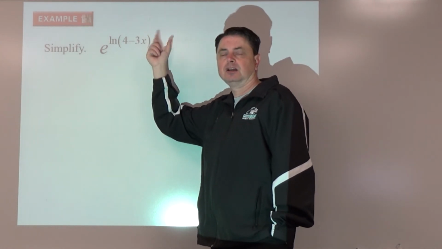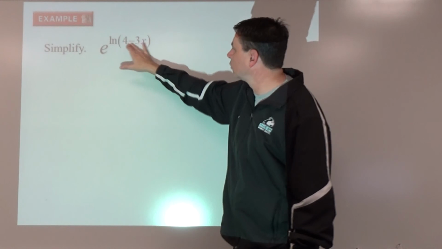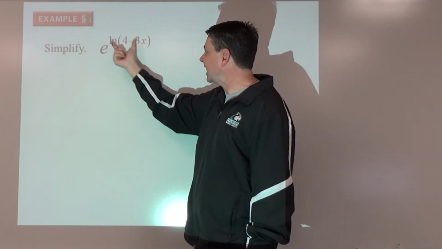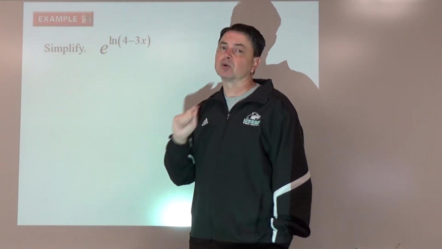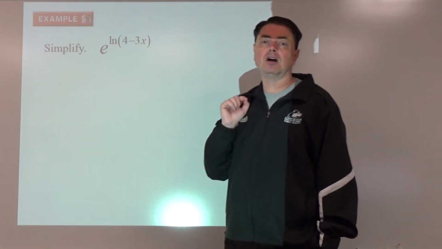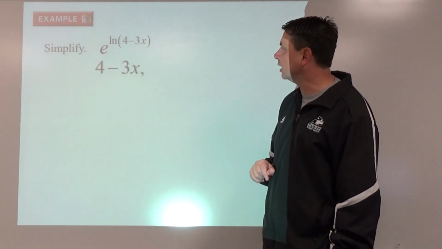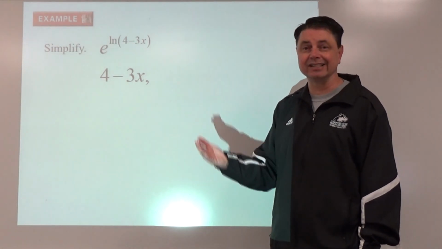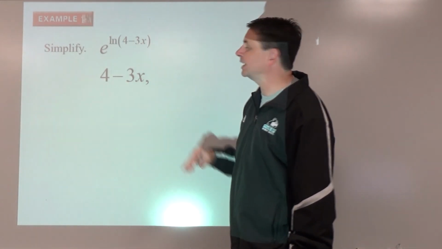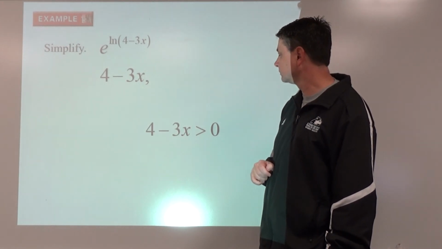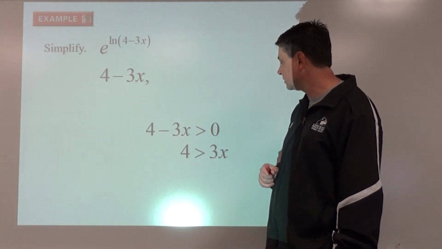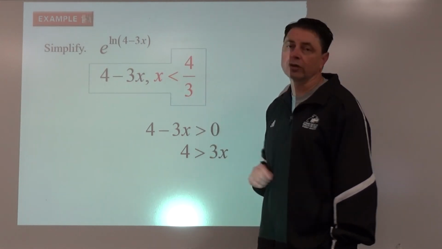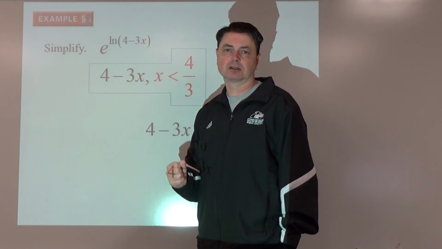But we have to think in terms of what 4 minus 3x is allowed to be. Because the first thing that happens to it is that we take the natural log. We're only allowed to take the natural log of positive numbers. So 4 minus 3x has to be greater than 0. So if we solve that, x has to be less than 4/3 in this expression.